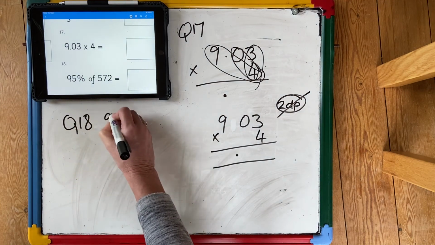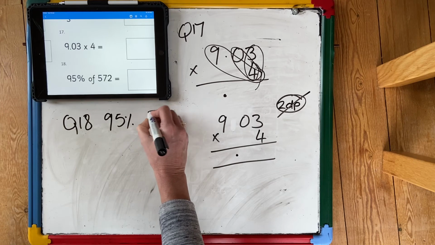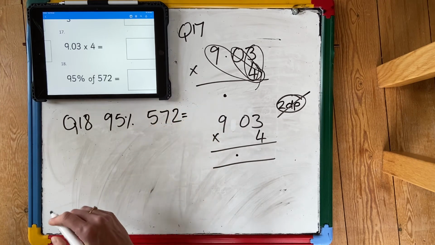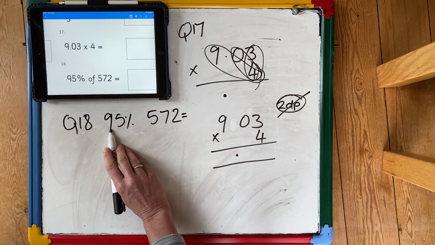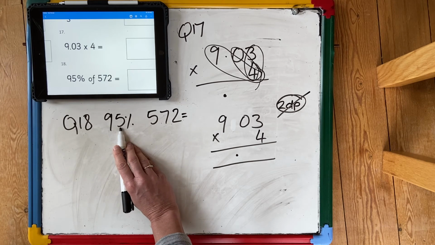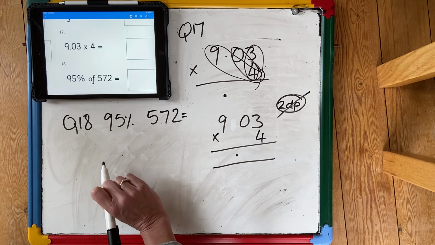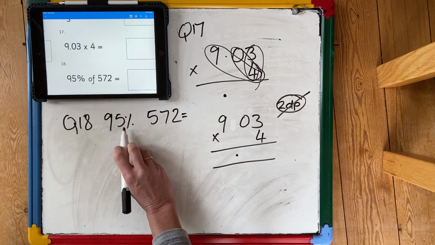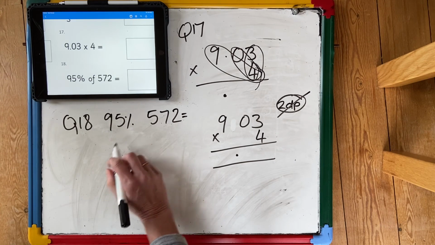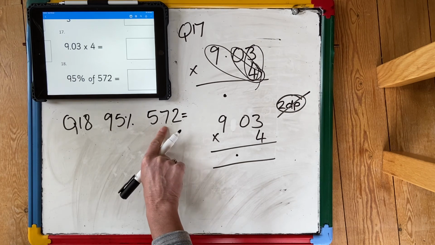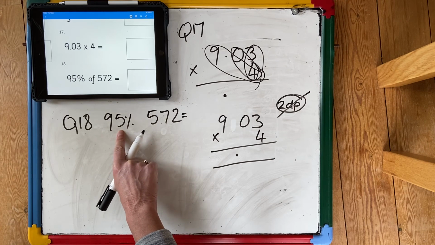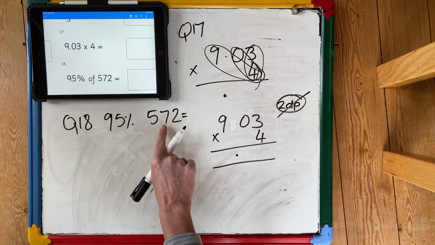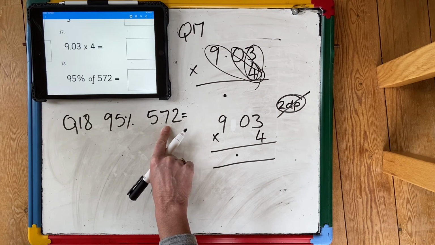Question 18. 95% of 572. Now, how we've been doing this over the last few weeks is finding out 10%, then timesing it by 9, and then working out what 5% is, which is half of 10%, and then adding it all together. But because it's 95%, what we could do is we could do 100%, which is 572, subtract 5%, and then that will give you 95%. So what is 5% of 572?